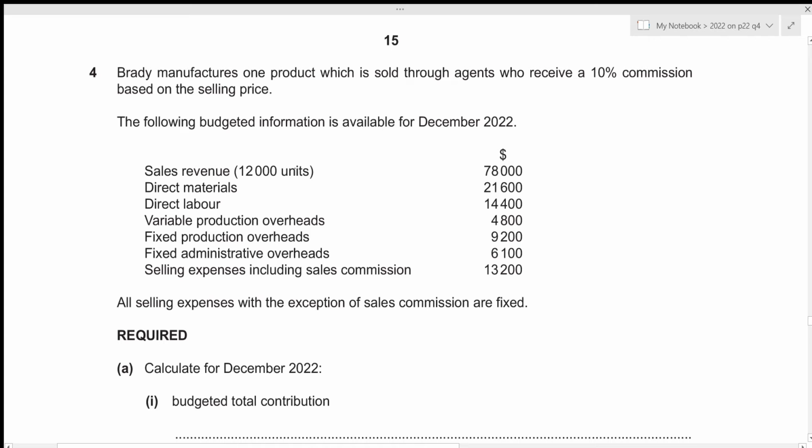And since question number 4 is of 30 marks, ideally we should be spending about 30 minutes in order to complete this question. And in this video as well, we will be attempting to solve this question under 30 minutes. So without any further delay, let's get started.